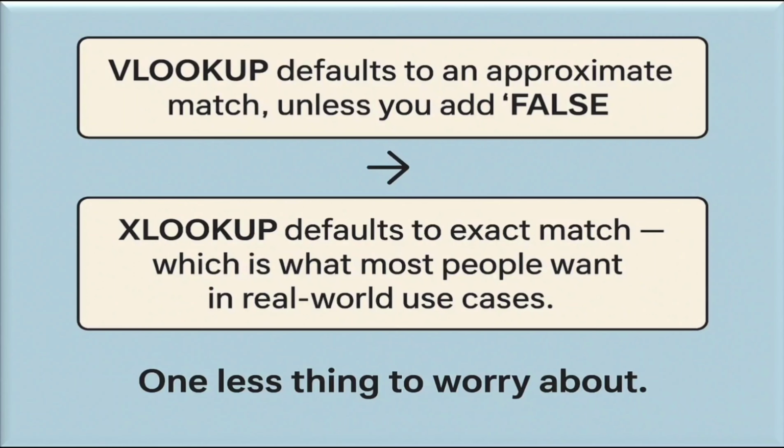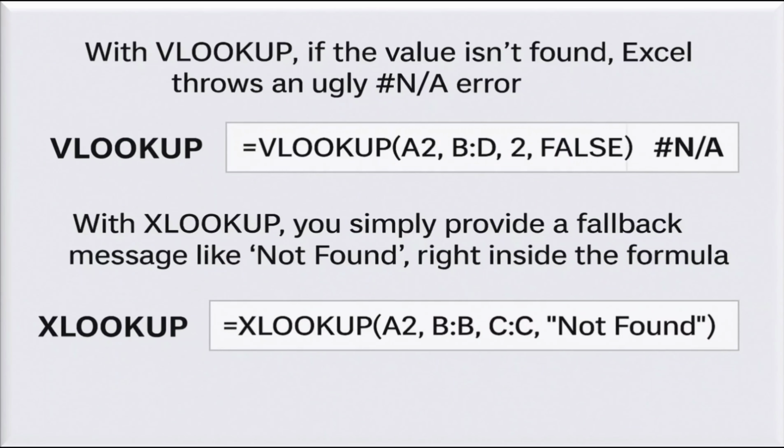Second, default match type. VLOOKUP defaults to an approximate match unless you add FALSE, while XLOOKUP defaults to exact match, which is what most people want in real-world use cases. So that's one less thing to worry about. Third, error handling. With VLOOKUP, if the value isn't found, Excel throws an ugly #N/A error. You'd need to wrap the formula in IFERROR. Whereas with XLOOKUP, you simply provide a fallback message like "not found" right inside the formula.